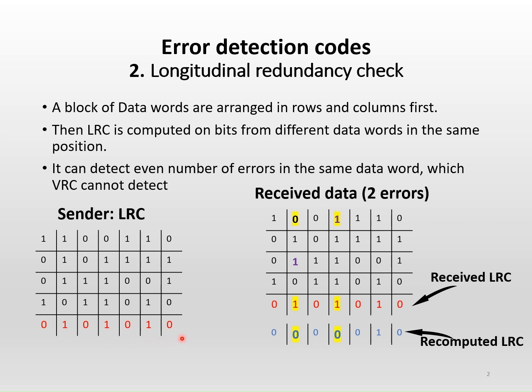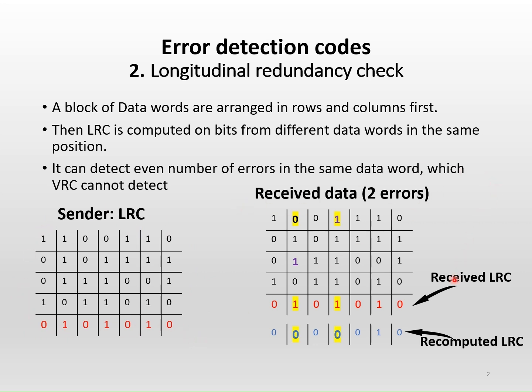So here you can see that I am using more number of parity bits. In the VRC, for 4 data words there will be 4 parity bits, but here you can see depending on the data length, which is here 7, I am using 7 parity bits in longitudinal redundancy check. So this will be also sent along with the 4 data words in a block.